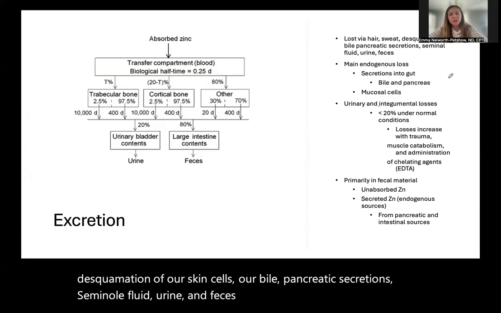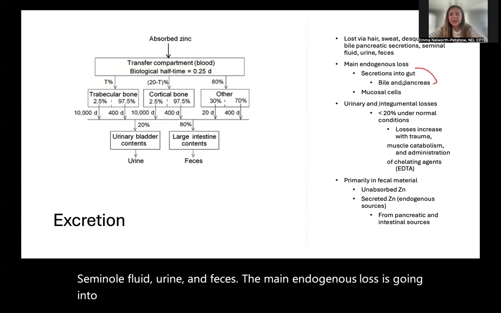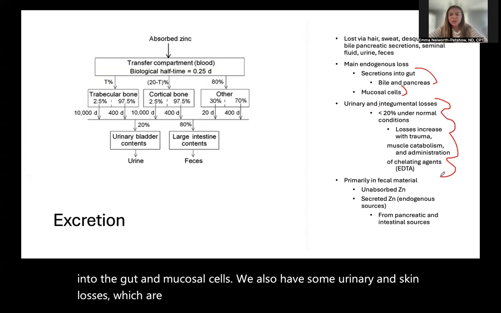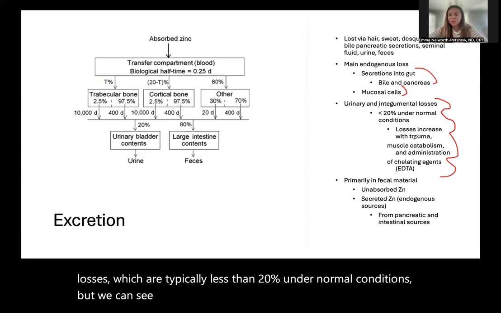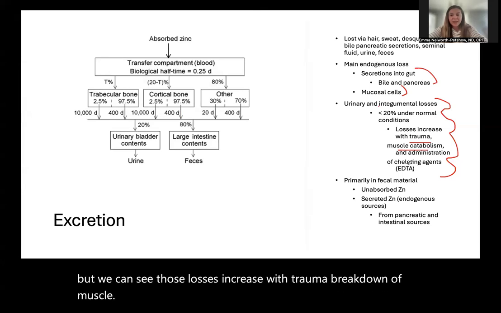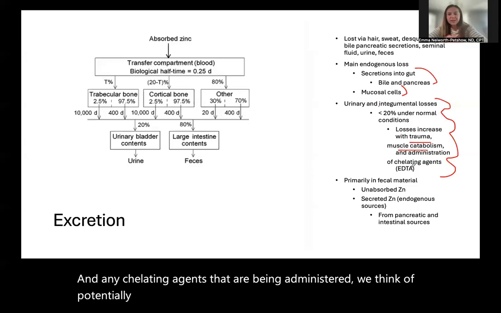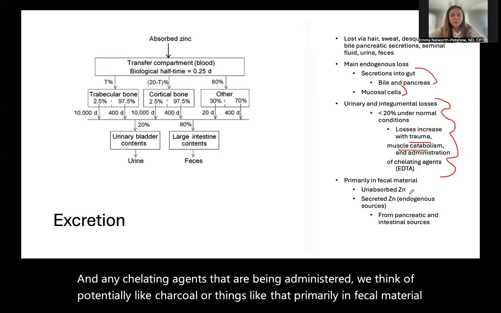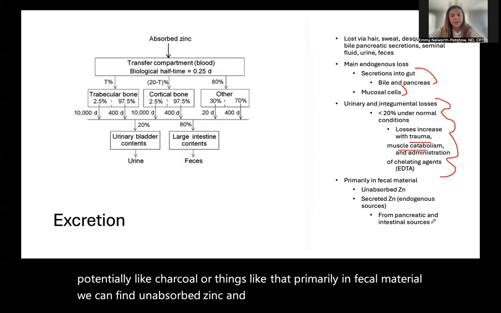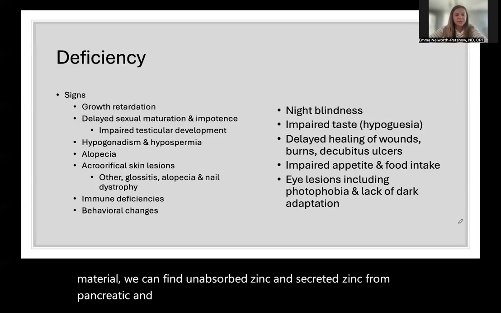The main endogenous loss is going into the gut and mucosal cells. We also have some urinary and skin losses, which are typically less than 20% under normal conditions, but we can see those losses increase with trauma, breakdown of muscle, and any chelating agents that are being administered. We think of potentially like charcoal or things like that. Primarily in fecal material, we can find unabsorbed zinc and secreted zinc from pancreatic and intestinal sources.